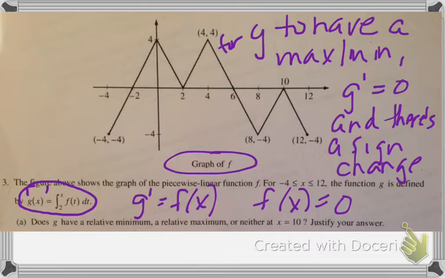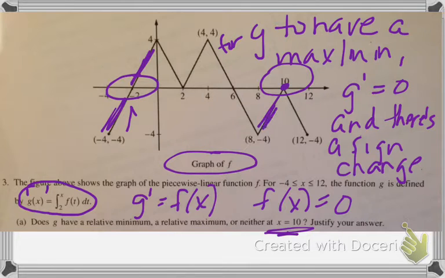For example, if you look here at -2, it equals 0 right here, and it was negative, and then it was positive, so there would be a sign change. But they're not asking at -2, the question is asking at x equals 10. At x equals 10, the y value definitely equals 0, except that there's no sign change because it was negative, and then it was negative. So that means that's a place where the slope equals 0, but it's neither a max nor a min.